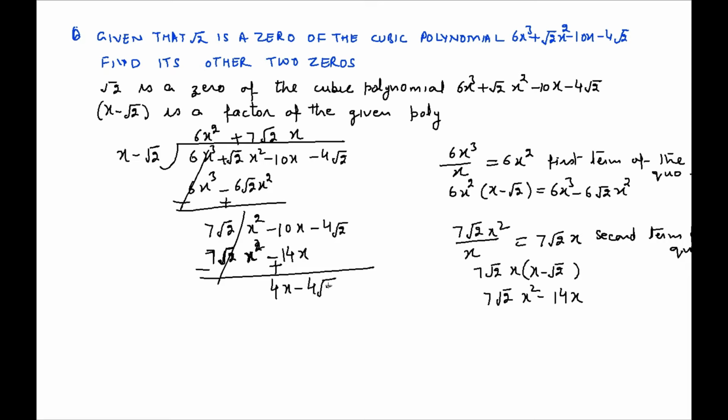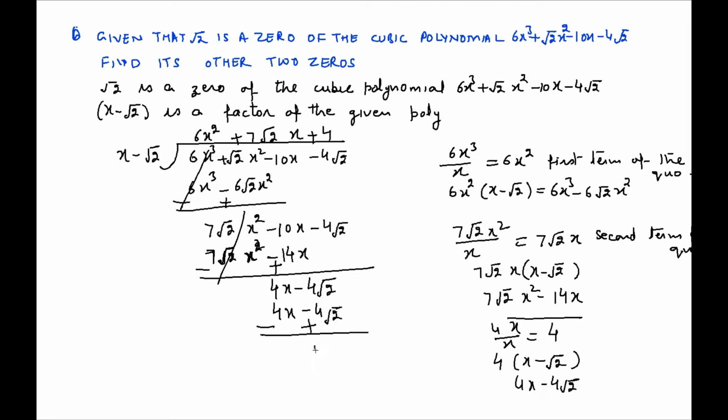You will have 4x minus 4 root 2. So now divide 4x by x. You will have 4. That is the third term of the quotient. So write 4 here. So multiply 4 with x minus root 2. You will have 4x minus 4 root 2. So write 4x minus 4 root 2. Change the sign. Both the terms will be cancelled. You will have 0 as a remainder. So x minus root 2 is a factor of the given polynomial.